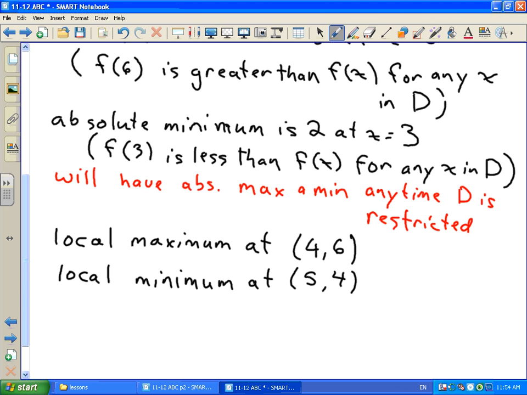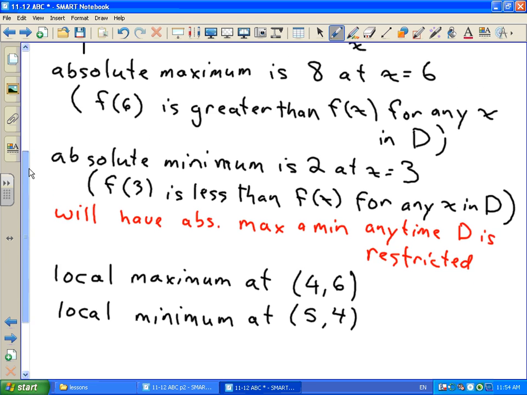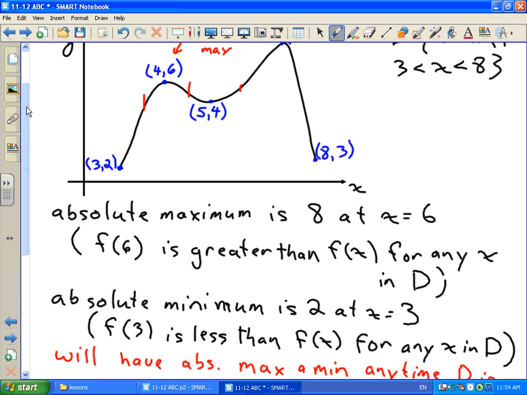Now, the question always arises, what do we do about this 0.83 over here? It is lower than all of these points that are sort of around it, but it's also an endpoint. So should we consider this a local maximum or a local minimum?